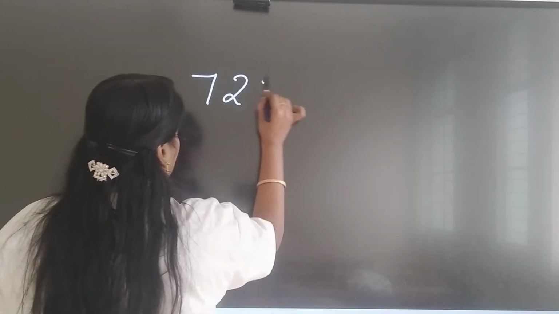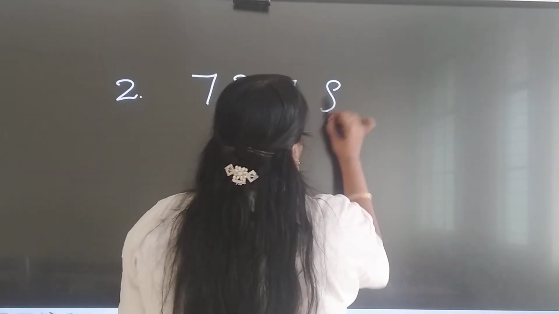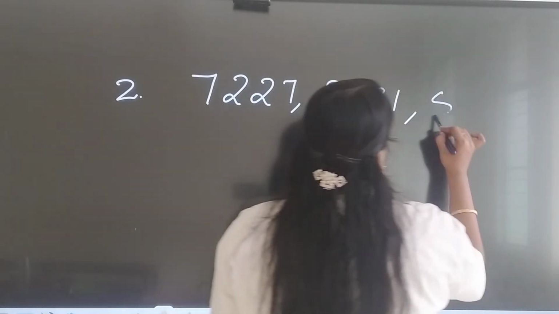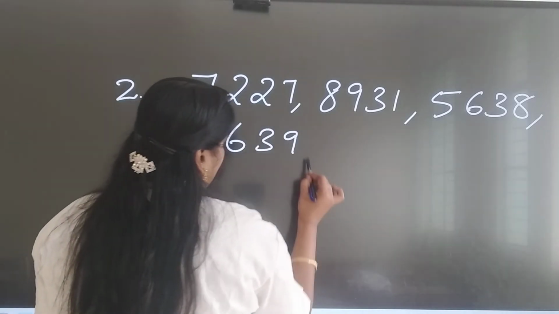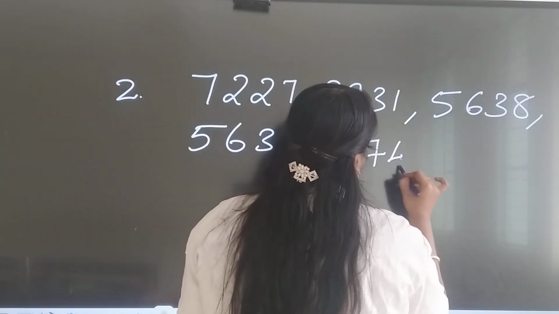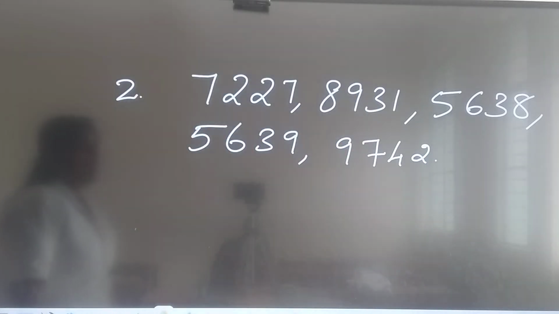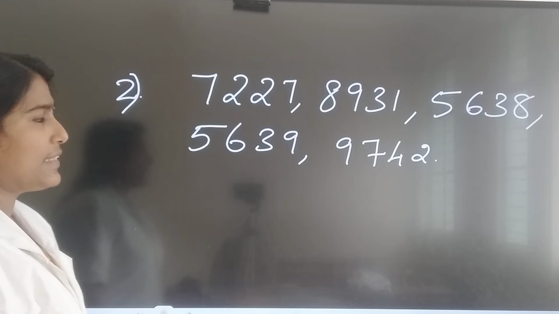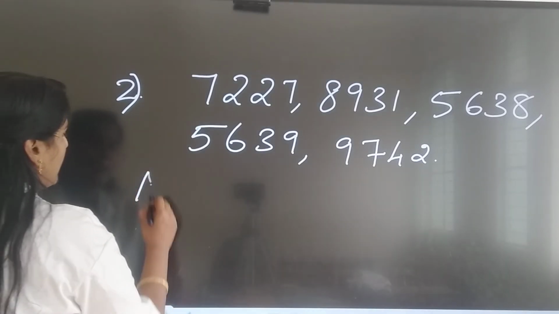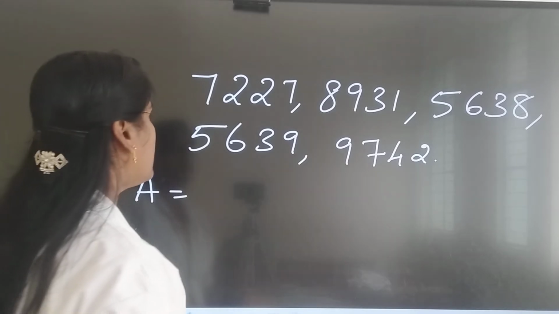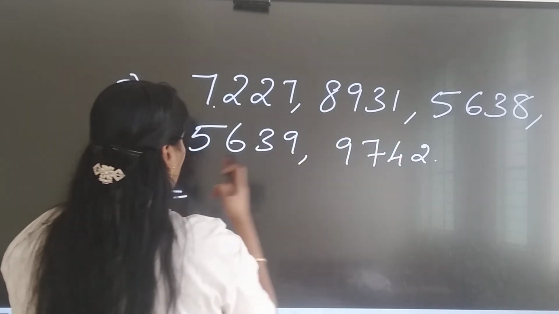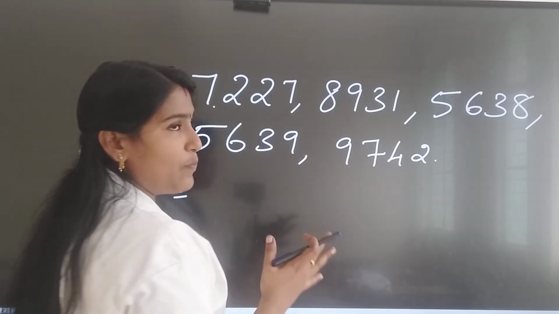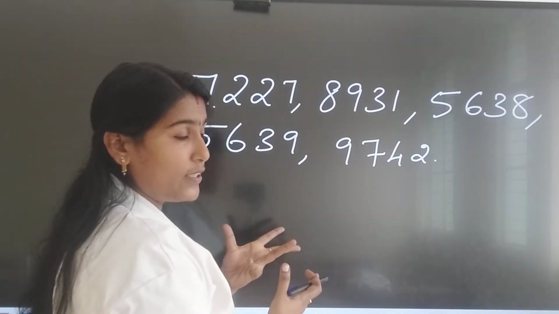The numbers are 7,227, 8,931, 5,638, 5,639 and 9,742. So there are 5 numbers given. We need to arrange these numbers in ascending and descending order. So how to arrange the numbers in ascending order? Ascending order of arrangement is from the smallest to the greatest. Which one is the smallest number? See here 7, 8, 5, again 5, 9. Comparing these numbers, which one is the smallest number?